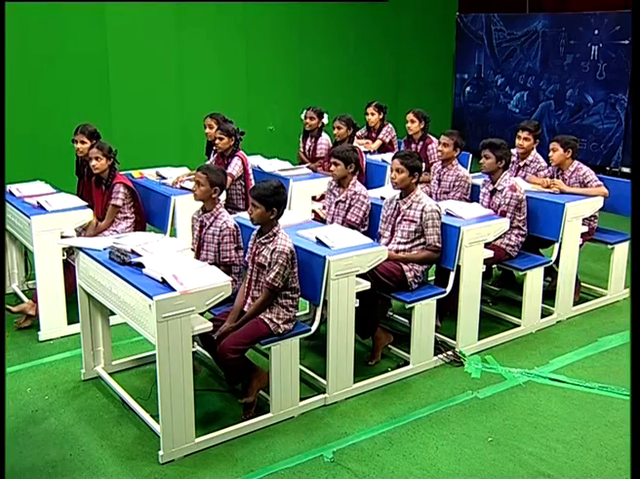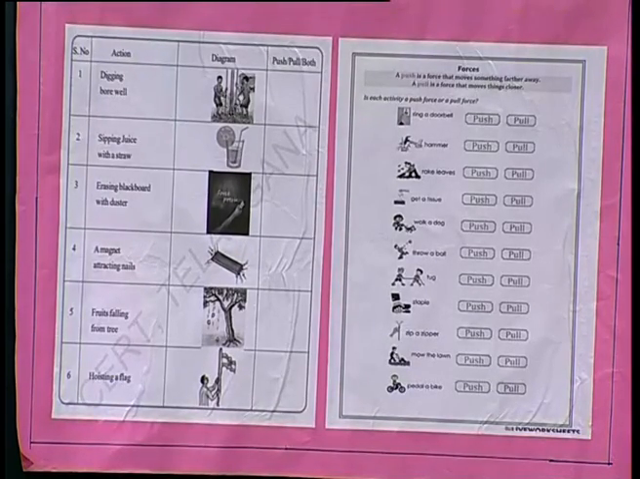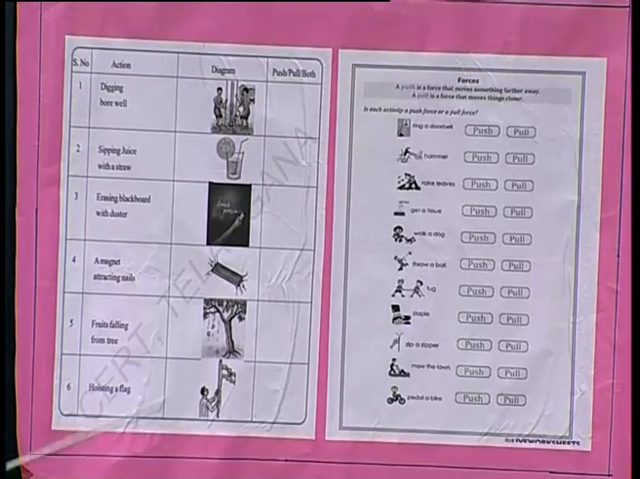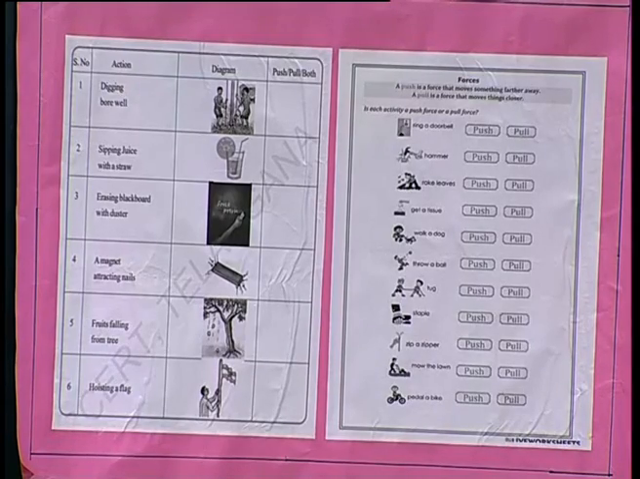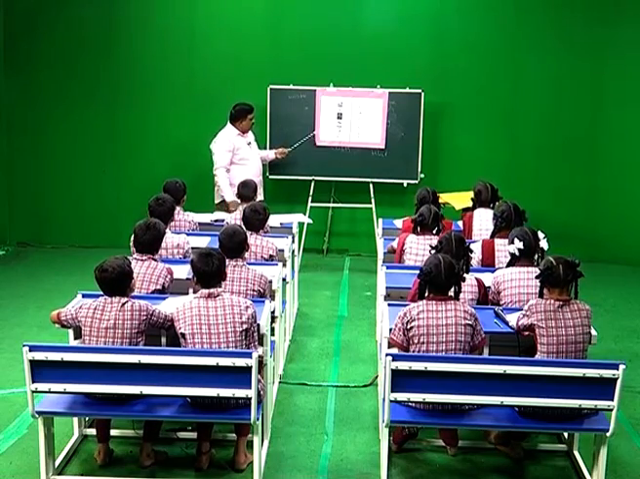Tree is pulling. Fruits are falling from the tree. Ground. Earth is pulling. Yes, sir. Okay. So next, hoisting a flag. Pull. So we need to pull to hoist a flag.